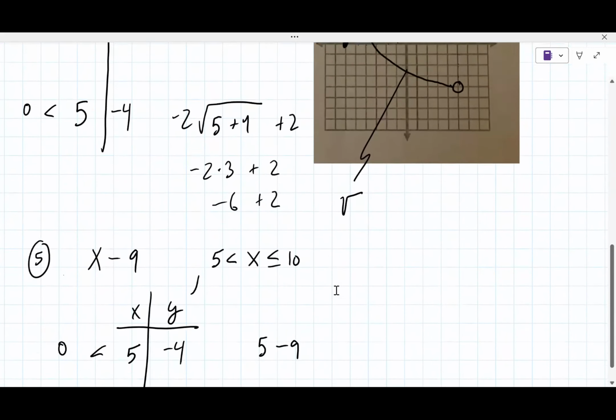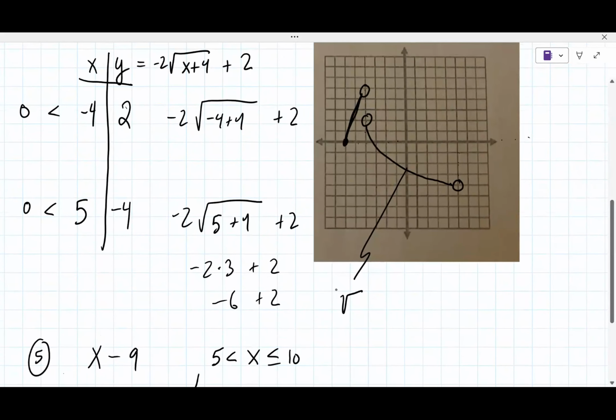And then 10, 1. Then you're going to connect those. Any questions on that? I'm just writing it down. Okay, got it down.